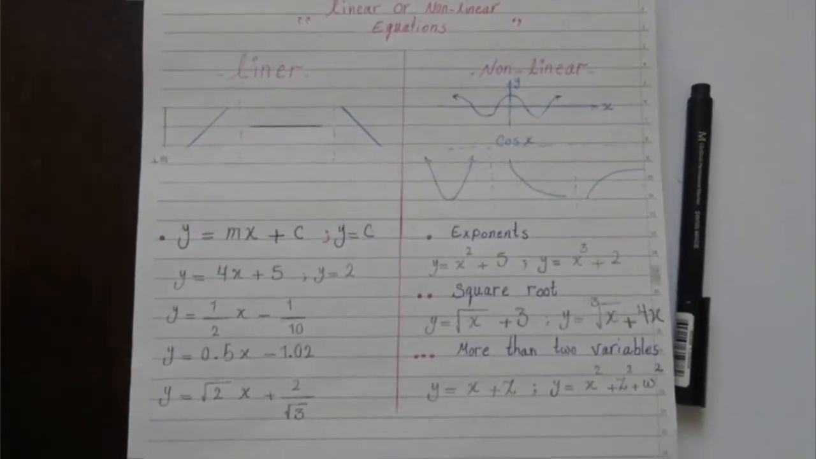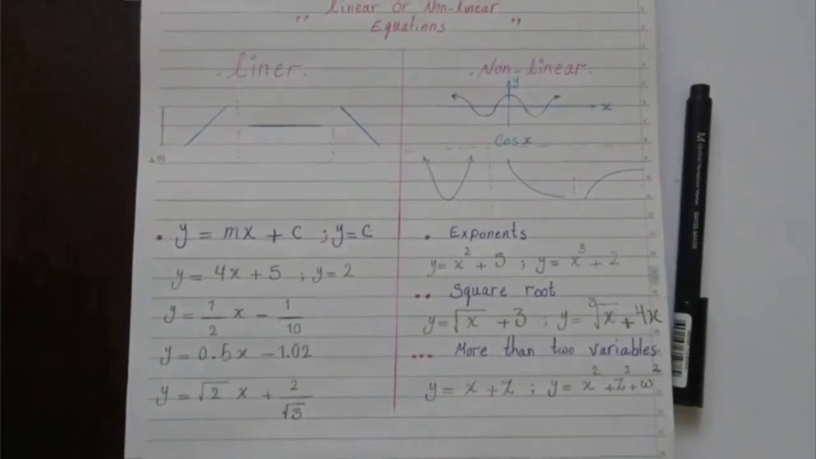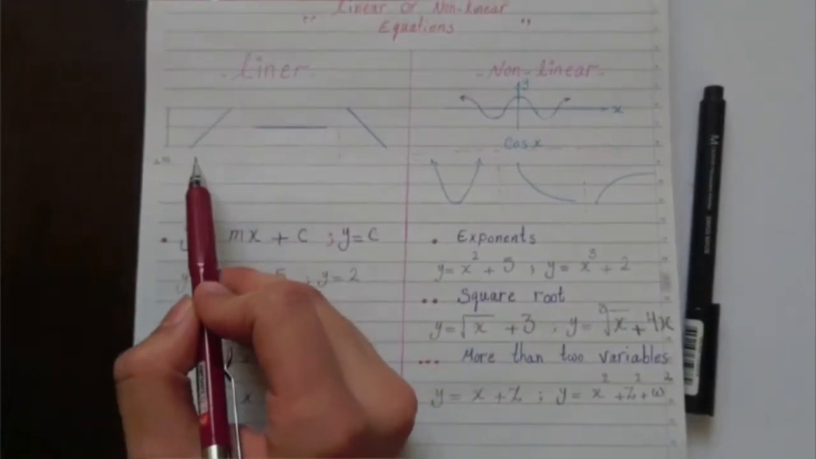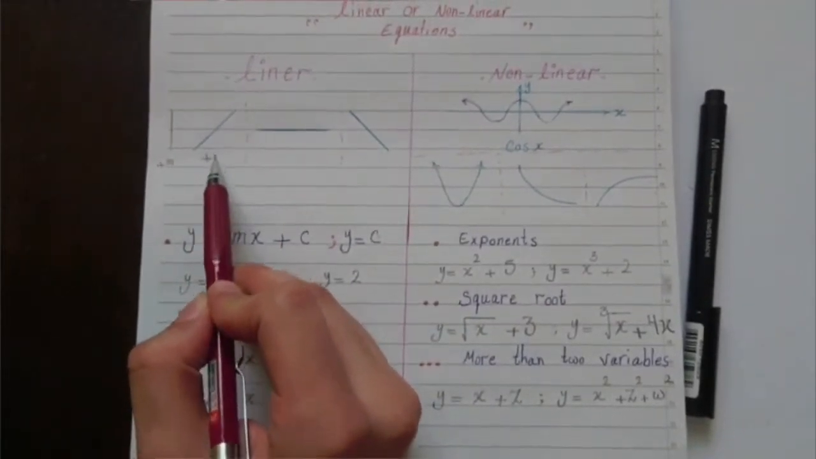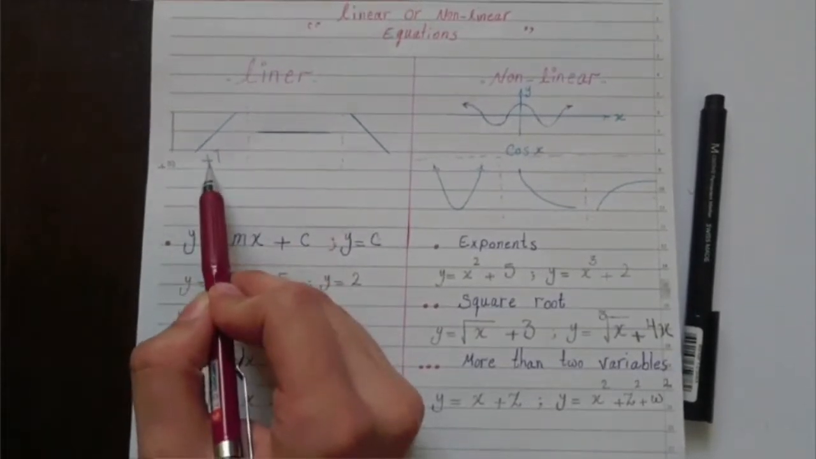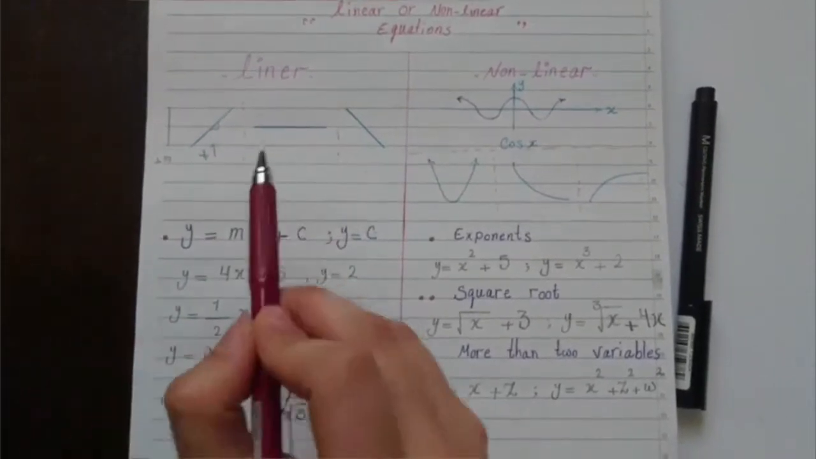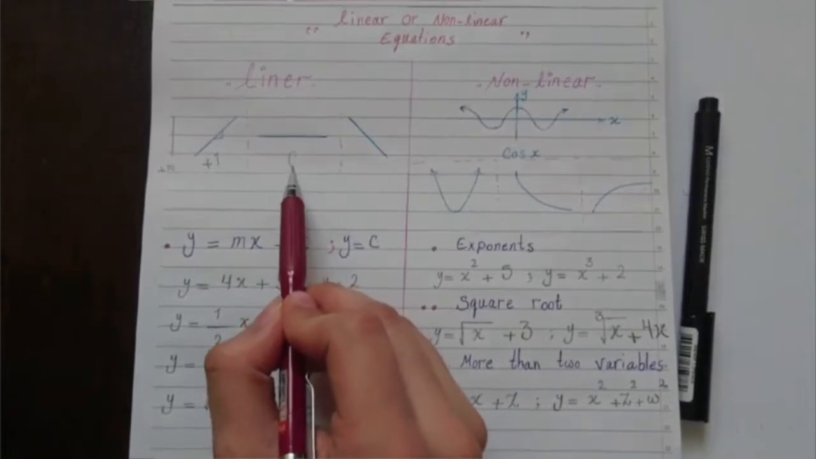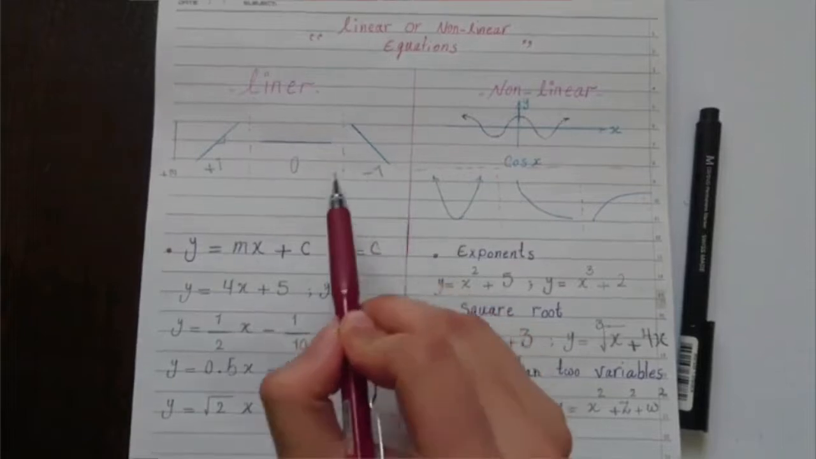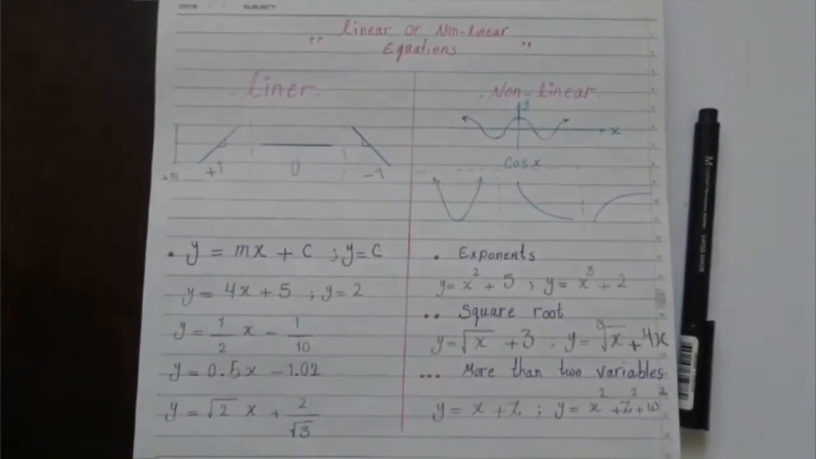Linear functions have a constant slope, but nonlinear functions have a slope that varies between points. For instance, here the slope is positive. Imagine that it's positive 1. In every point on our line, the slope is positive 1, okay? In here, the slope is equal to 0, and here the slope is negative, for instance, negative 1. And in every point here, it's negative 1.